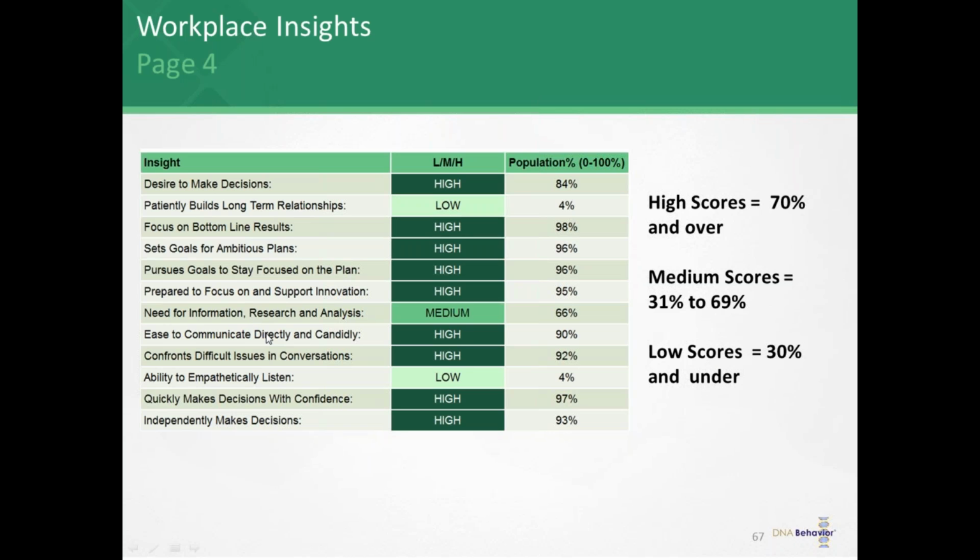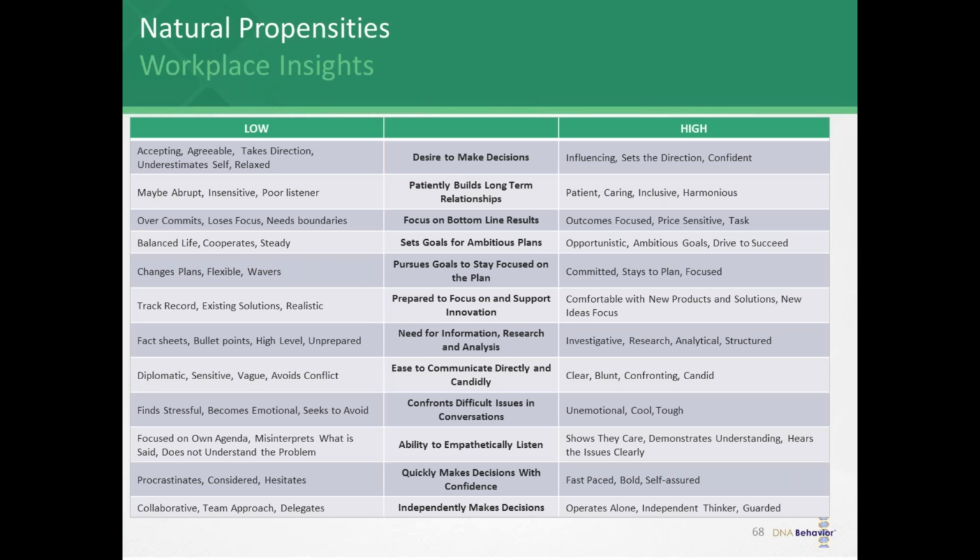So there are 12 insights here that all help in bringing out how a person gets results and builds relationships. And this graphic here provides a little bit more insight as to what the high and low scores will mean. So someone's desire to make decisions means that they're influencing, setting the direction, very confident, as opposed to if they're lower on that one, they're more accepting, agreeable, they'll take direction, underestimate themselves.